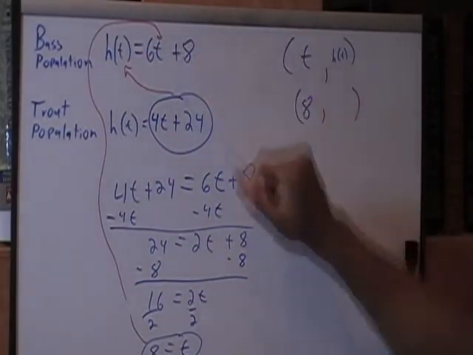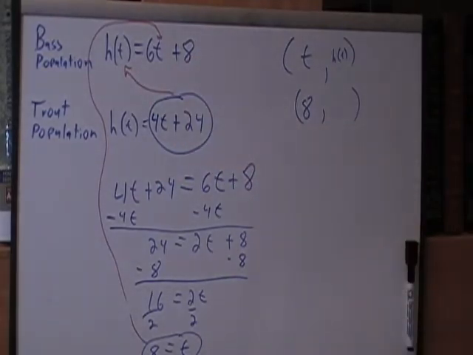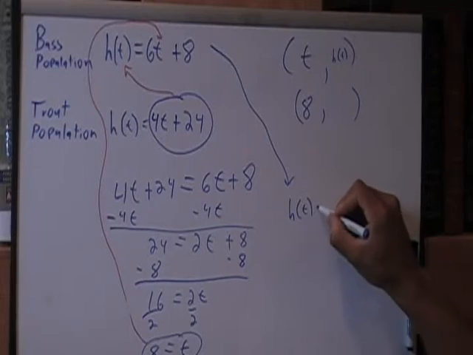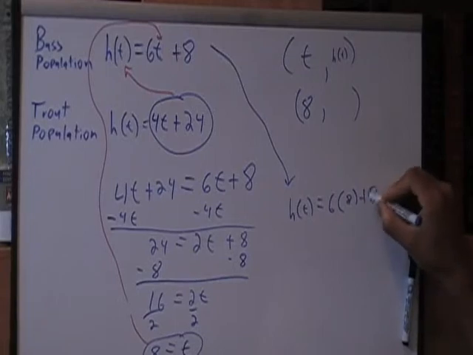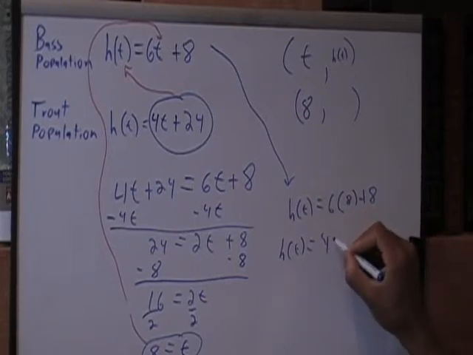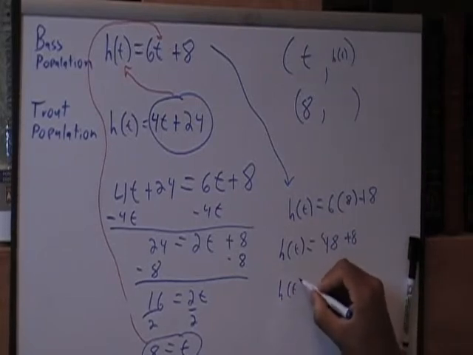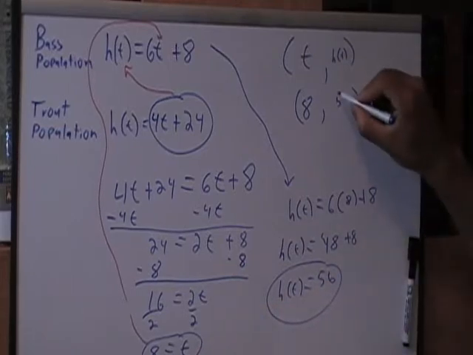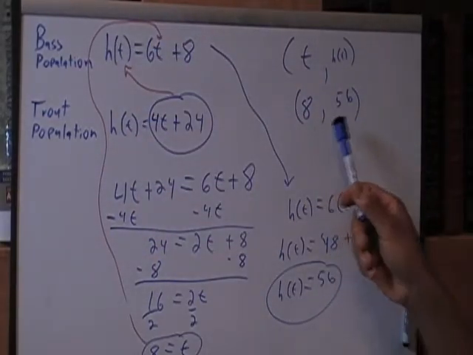So I'm going to replace this t with 8 and solve. So let's rewrite. I'm going to rewrite this down over here. So I have h of t equals 6 times not t, but 8 plus 8. And that gives me h of t equals 48 plus 8. And 48 plus 8 is 56. So h of t equals 56. So the solution to these two equations, or to this system of equations, is 8 comma 56.